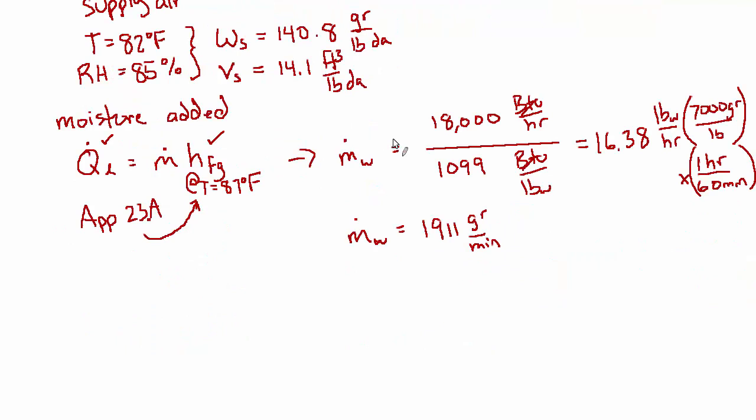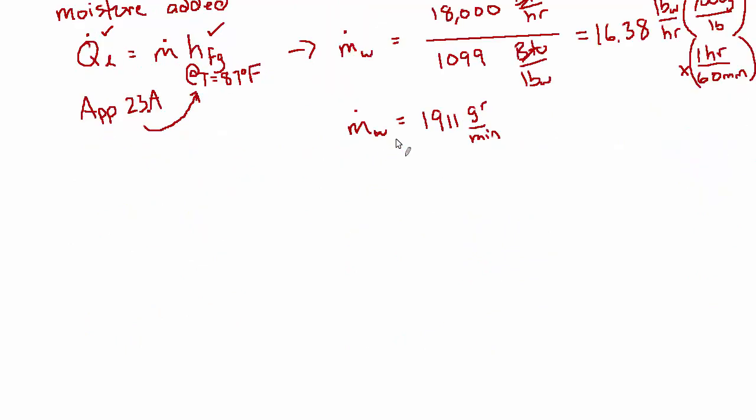So how do we put that all together and find out the humidity ratio of the leaving air? Well, we can use this formula, which we've used a few times before. The mass flow rate of water equals the mass flow rate of air times the difference between those two humidity ratios, where the leaving air is higher.